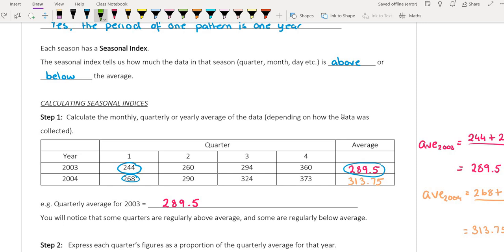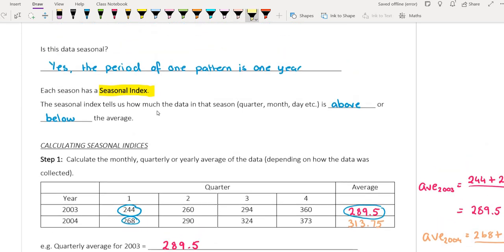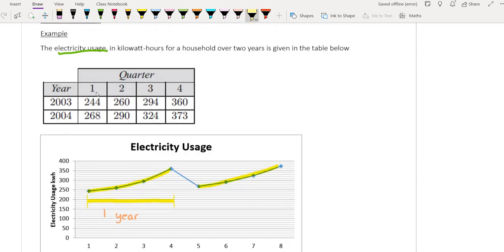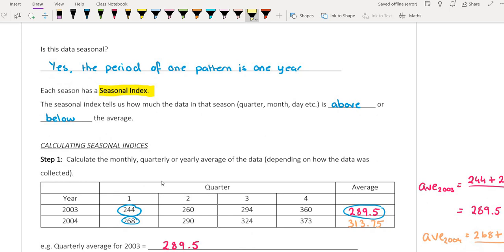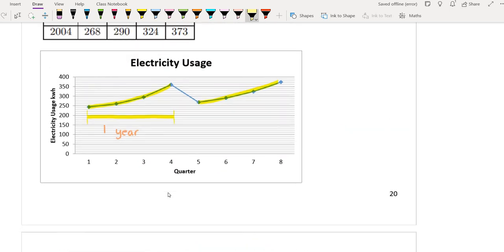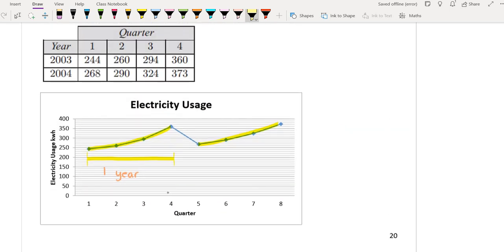And the first thing we're going to do is to find the seasonal index. So the seasonal index tells us how much the data in that season, in this case a quarter, is below or above the average of the entire data. So think of the average of this data, and we're looking at how much each quarter is below or above the average.